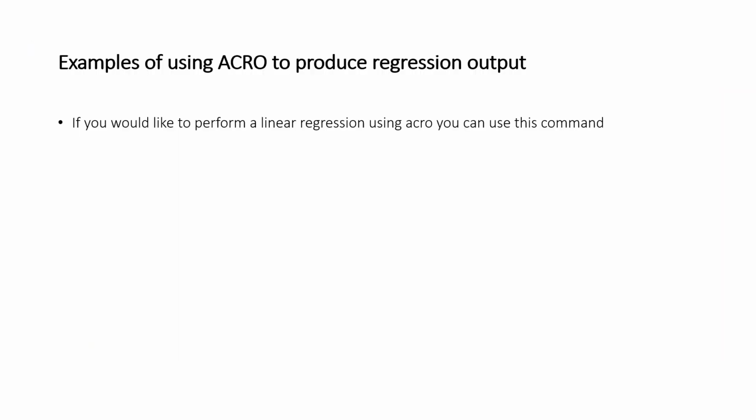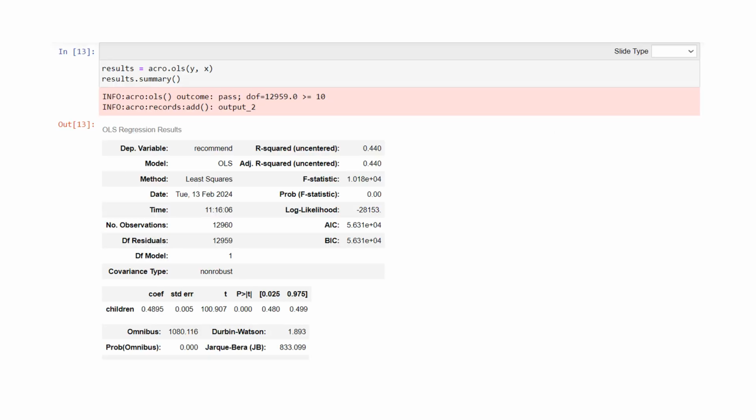ACRO is not only used to produce tables, but can be used in regression. Here is an example of using ACRO to produce a linear regression. The output of this command is, as we should expect, the feedback from the disclosure checks in the pink color showing that the output passed the check of the degrees of freedom, and then the actual output is shown in black.